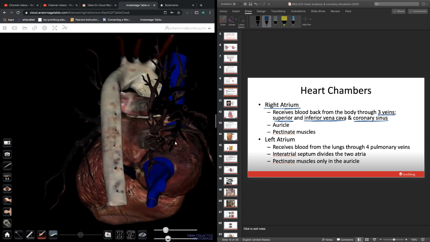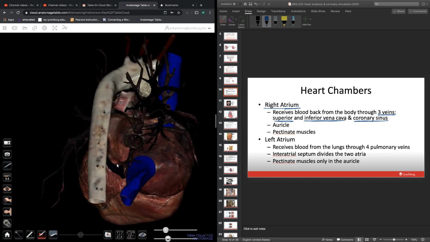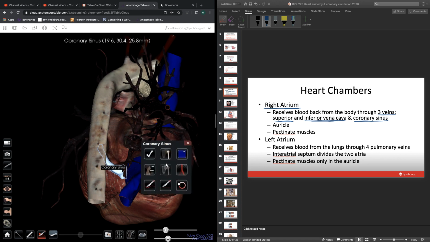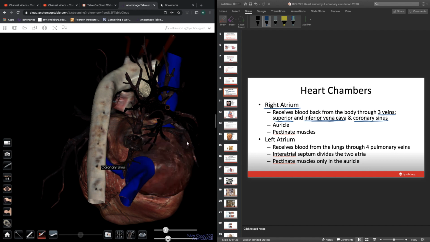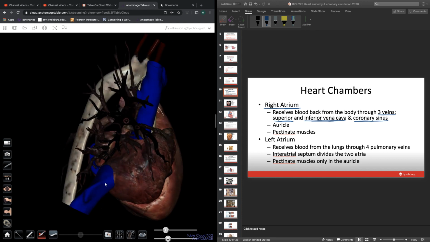If we turn our heart around, so we're looking at the posterior aspect of it, you're going to see this small vessel here. This is the coronary sinus. I'm going to flat color that blue as well. That's draining venous blood from the coronary circulation back to the right atrium. So here are 3 vessels that are draining venous blood to the right atrium.